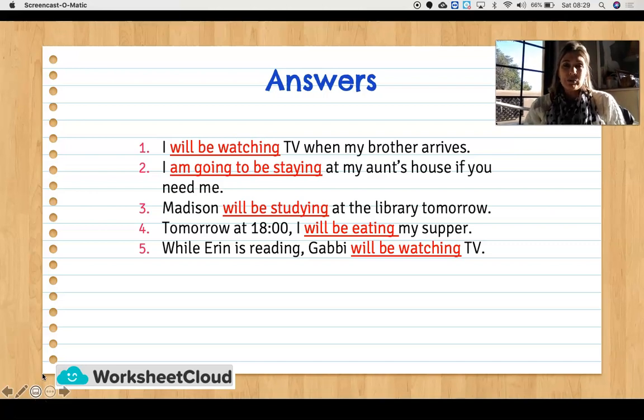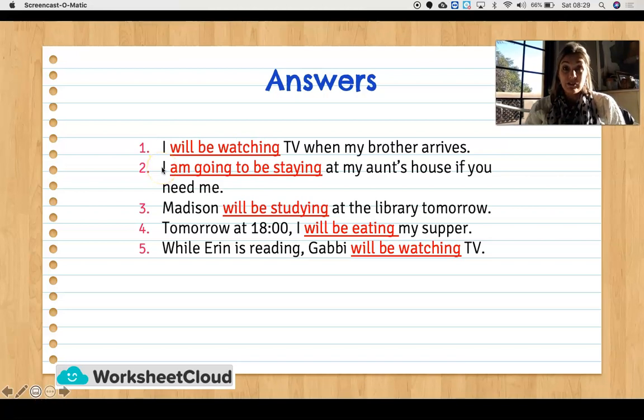Now, I just want you to pause there and look at those. I want us to try to change those, because here's the real test. Can you change something that's in the future continuous tense to the past continuous tense or the present continuous tense? So let's try that. Number 1, I will be watching TV when my brother arrives. Let's make it now. We've got to use the verb, remember, for the present tense: am, is, or are. I is watching TV. No. I are watching. Good. I am watching TV when my brother arrives.